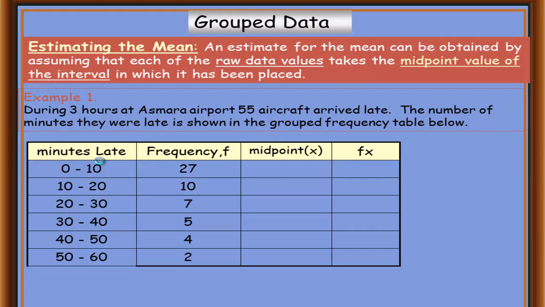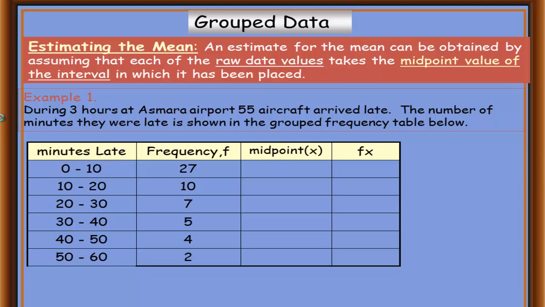Grouped data. Estimating the mean. An estimate for the mean can be obtained by assuming that each of the raw data values takes the midpoint value of the interval in which it has been placed. Let us take an example for grouped data. During 3 hours at Asmara Airport, 55 aircraft arrived late. The number of minutes they were late is shown in the grouped frequency table below.